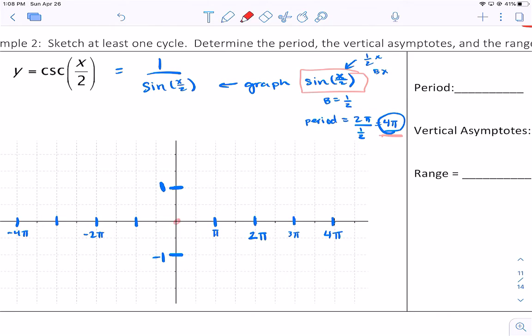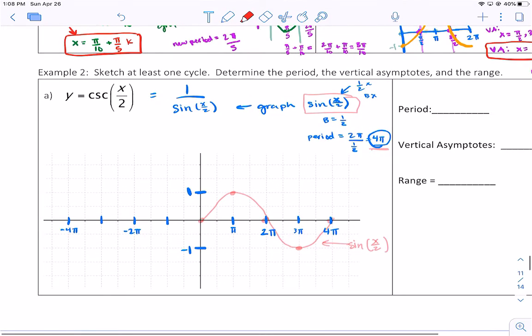Sine starts at 0. Each tick mark it alternates. For sine, the next tick mark is the max, the next tick mark is the middle, the next tick mark is the min, and then we're back to the middle. So there is a graph. That graph represents sine of x over 2. Okay, so then when we want to graph the original function, we are trying to graph this function.